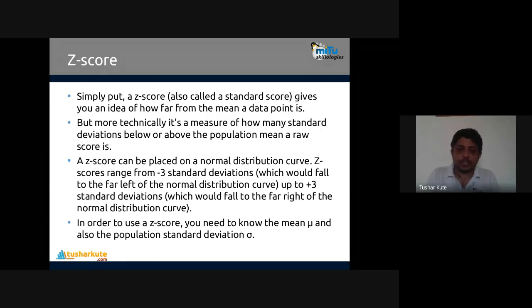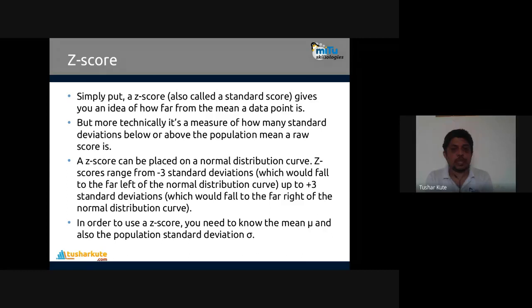Z scores range from -3 standard deviations, which would fall to the far left of the normal distribution curve, up to +3 standard deviations, which would fall to the far right of the normal distribution curve. Within that range of -3 to +3, the data will be normalized with the help of the Z score. That's the main idea: it's trying to get the standard deviation as close to one as possible.